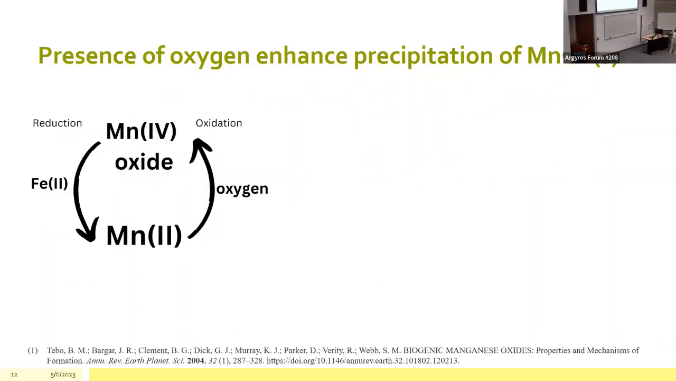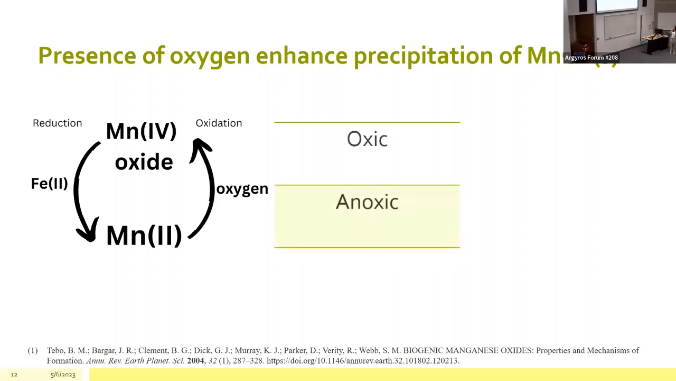Second, I'll be talking about how the presence of oxygen enhances the precipitation of manganese oxide. We saw from the graph earlier that it does remove more manganese under oxic conditions, but the amount is very small. An explanation is that although we have oxygen present, we also have iron present, which helps reduce the manganese back to our manganese 2 ions right here. So we can see that under oxic conditions, manganese oxide does exist, but it also gets reduced back.